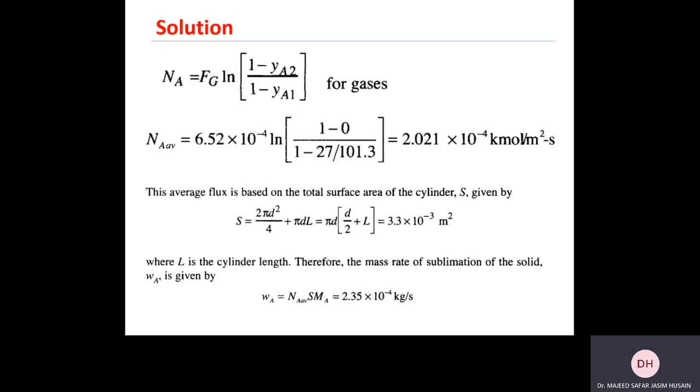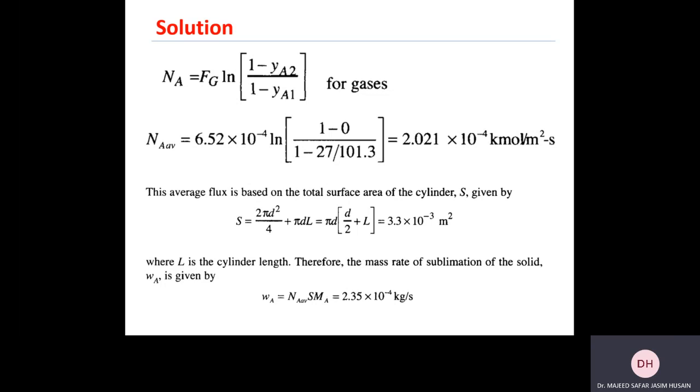If you got the mass transfer coefficient, and since there is the bulk term in it, and you are using the unimolecular diffusion, you can use now the flux. Flux is equal to Fg multiplied by the log term. So that means the bulk term is there. So 1 minus YA2 over 1 minus YA1. And A was for the UF6. So now you can calculate the flux. Flux will be 2.02 times 10 to the power minus 4 kilomole per meter square per second.